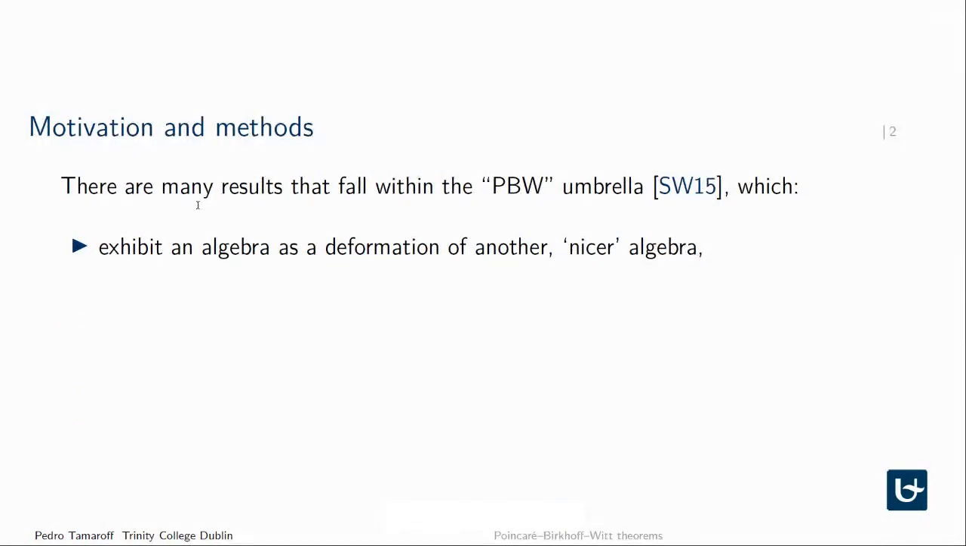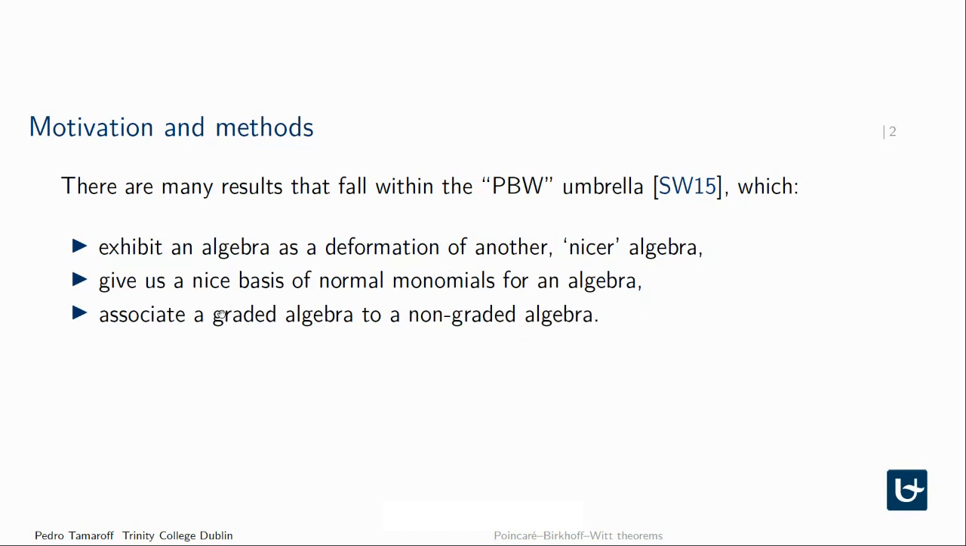As I was saying, there are many results that fall under this PBW umbrella. There's a very nice survey by Witherspoon that explains, for example, that one of the ideas of this PBW theorem is to exhibit an algebra as a deformation of another algebra, which is nicer in some sense. We need to specify what we mean by nicer. Second, part of the reason why we think the other algebra is nicer is because it has some sense of canonical forms. So the polynomial algebra has canonical forms that we can compute with. And finally, from the point of view of organizing things, it produces something graded for us. And if you've done homological algebra, graded things behave better, right?